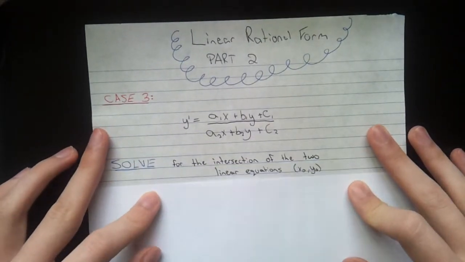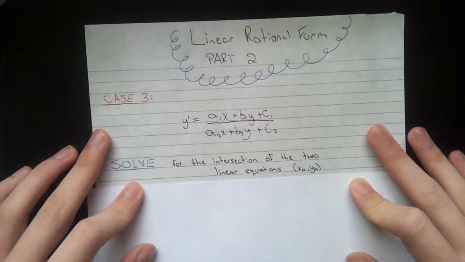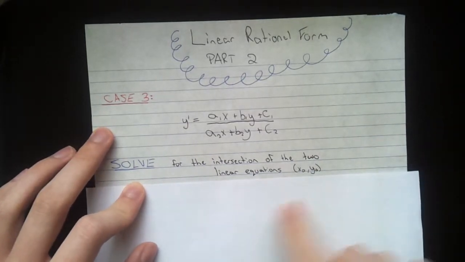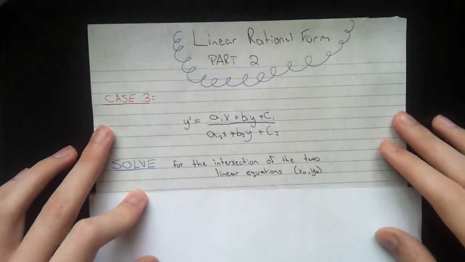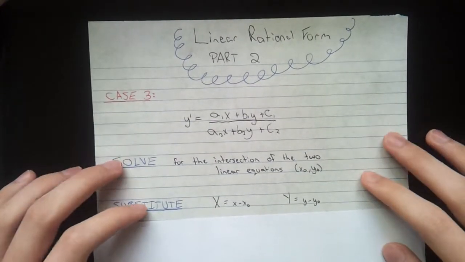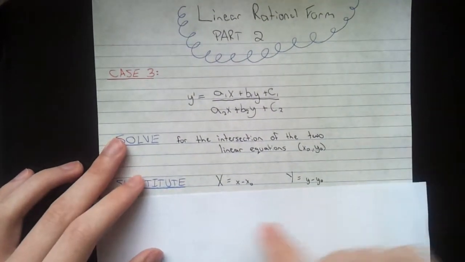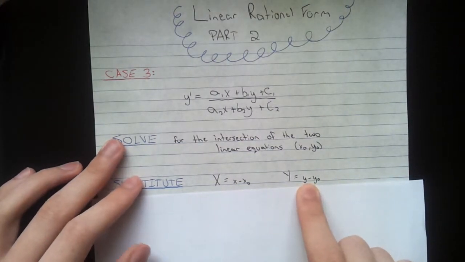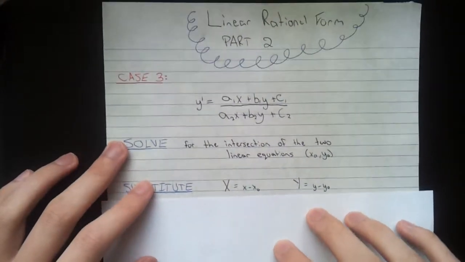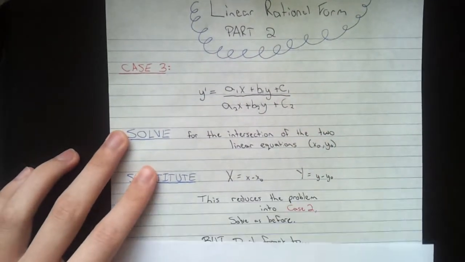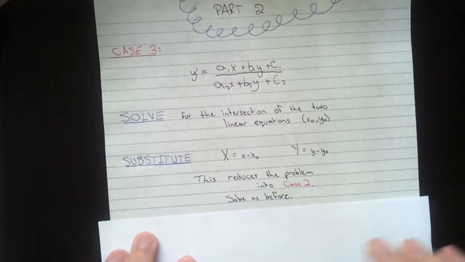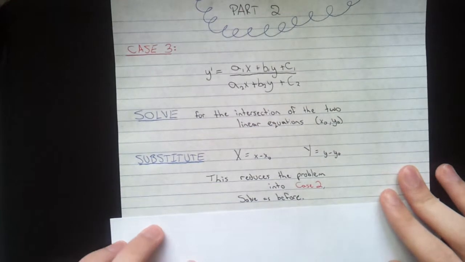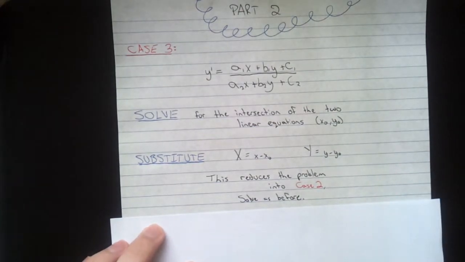First thing you want to do is solve for the intersection of the two linear equations. That'll give you a point x0, y0. And then you want to substitute big X equals x minus x0, big Y equals y minus y0. That'll get rid of the coefficients on the end here. So we've now reduced it into case 2, and you can solve it just like we did with case 2.